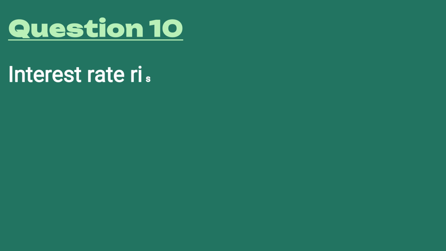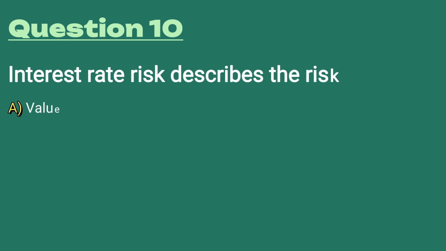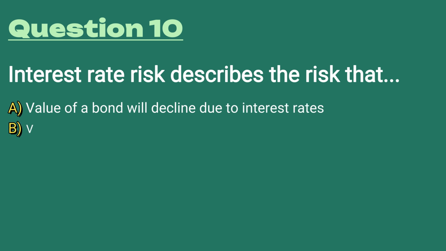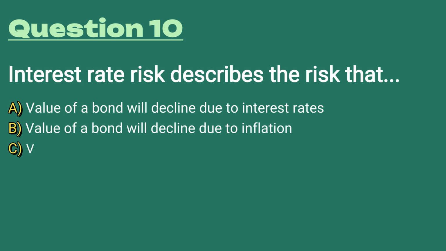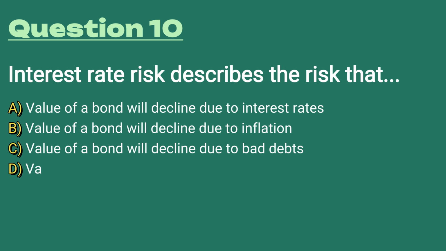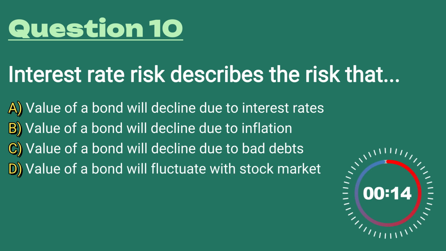Question number 10. Interest rate risk describes the risk that A, the value of a bond will decline due to interest rates. B, the value of a bond will decline due to inflation. C, the value of a bond will decline due to bad debts. Or D, the value of a bond will fluctuate with the stock market.